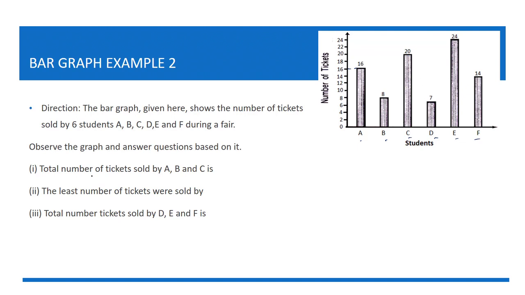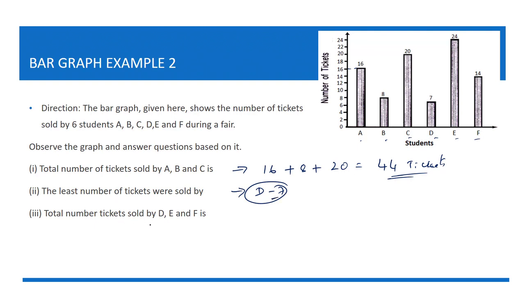The question is, the total number of tickets sold by A, B, C. A is 16 plus B 8, C is 20. Total how much? 16 plus 20 is 36, plus 8 is 44 tickets A, B, C sold in the fair. Correct. Then the least number of tickets were sold by D, 7. Only D was able to sell only 7 tickets.